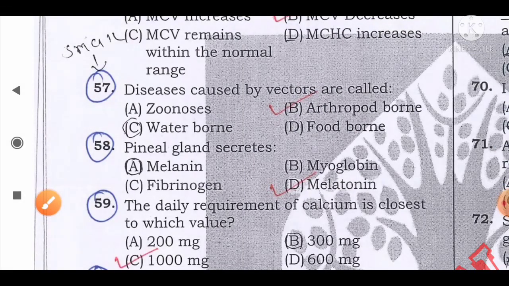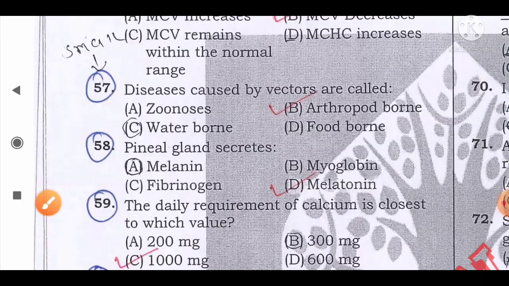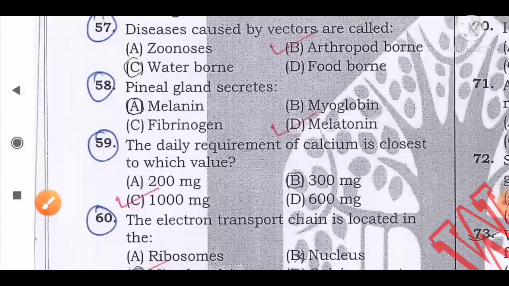Move to the next question, number 57. Diseases caused by vector are called A. zoonosis, B. arthropod borne, C. water borne, D. food borne. And the correct answer, they are called arthropod borne. So arthropod borne diseases. So B. arthropod borne disease is the correct answer for this question.